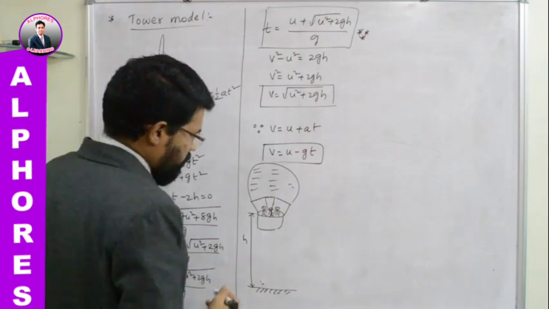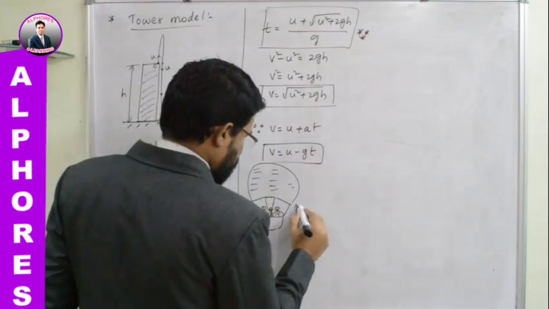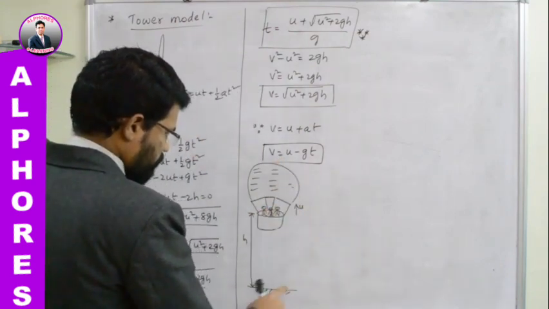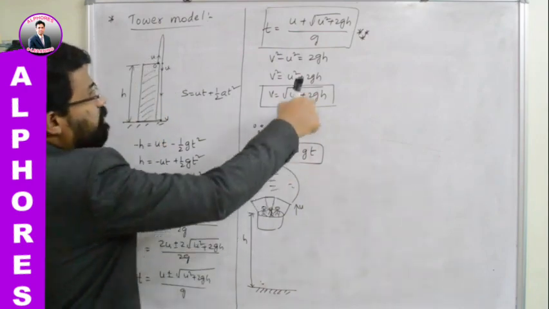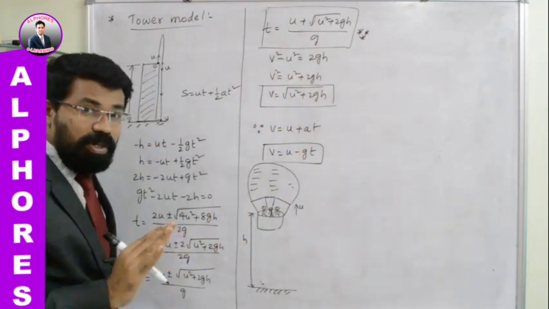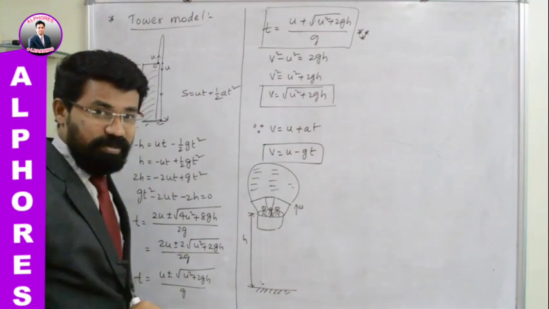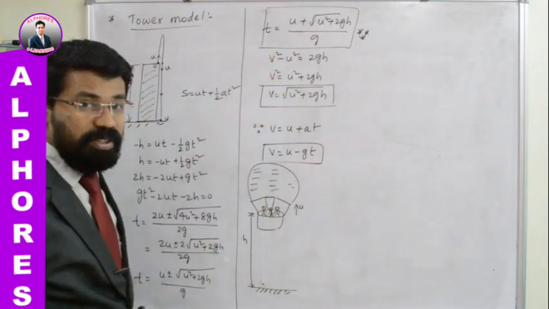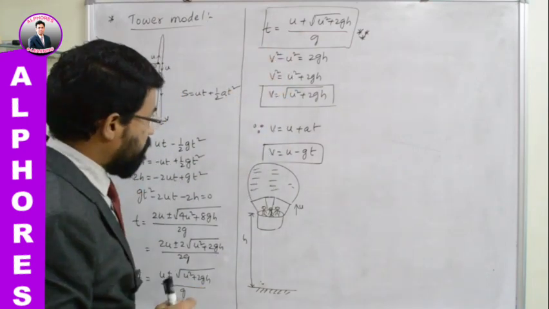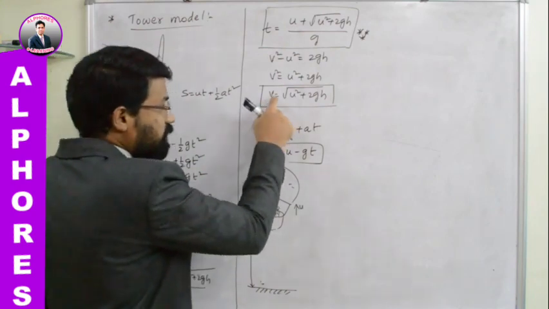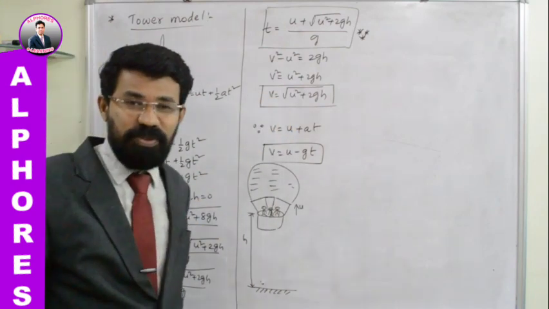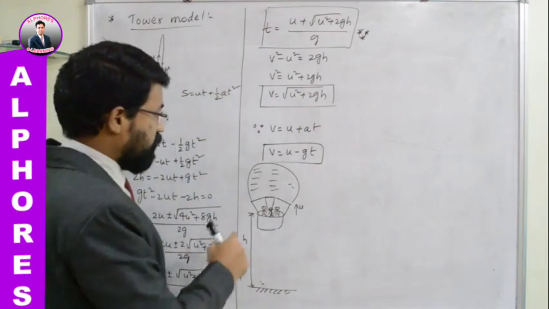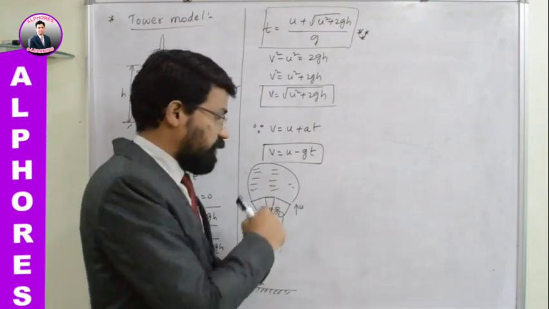Now let us understand this situation. If a balloon is moving in the upward direction with a velocity u, it perfectly synchronizes with the tower model. Whatever equations are there here, if you are asked to find the time of flight of the coin, or the time in which it reaches the surface of the ground, then this is the equation you have to use: u plus under root u square plus 2gh, by g. If he is asking about the velocity with which it strikes the ground, this is the equation to use: v is equal to under root u square plus 2gh. If you are supposed to find the velocity at any time t, this is the equation you need to use.